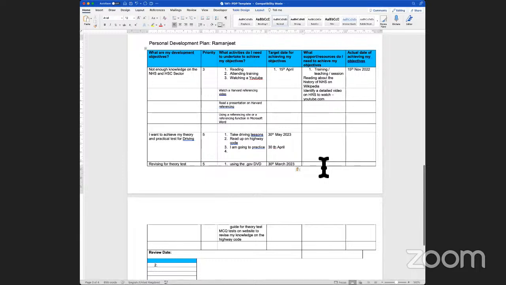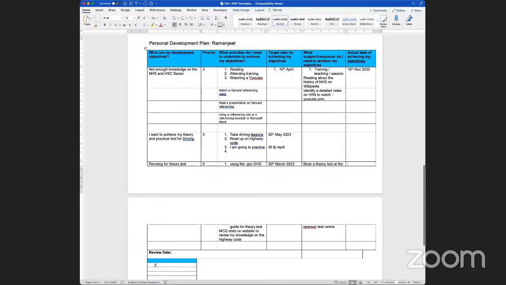So what I would do is, here I would look at whether I would need any additional help or resources to be able to complete this. So I would say book a theory test at the Pearson Test Center.